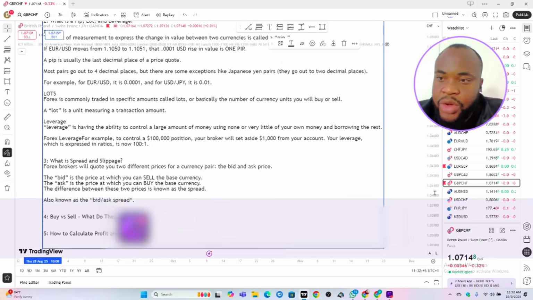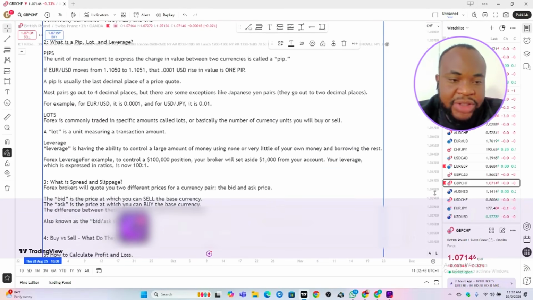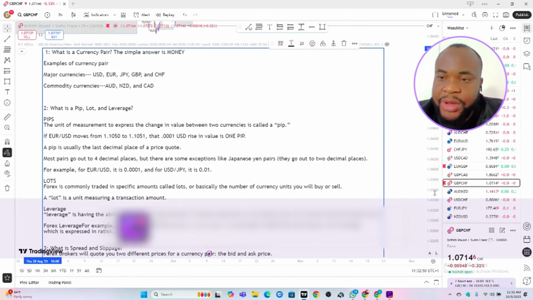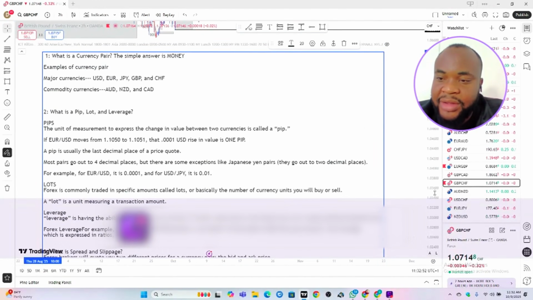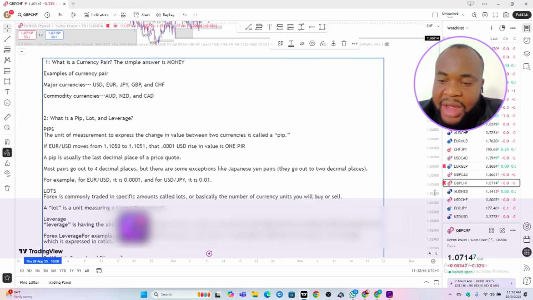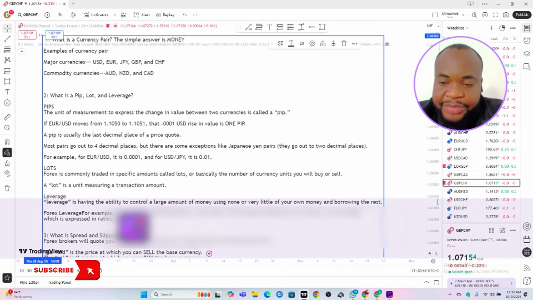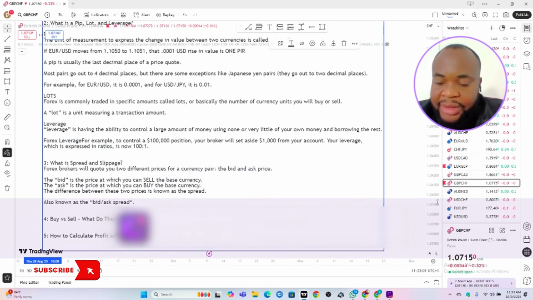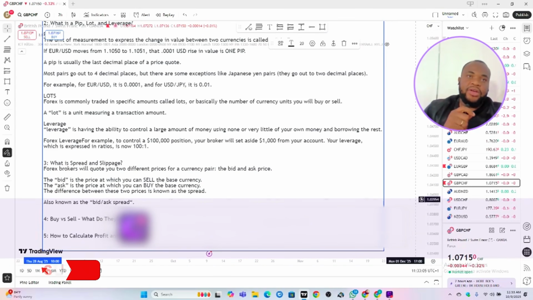So with this explanation, I'm sure you'll be able to know what currency pairs are, what a pip is, lot size, leverage, and also what a spread is, and how to buy, sell, and also calculate your profits.